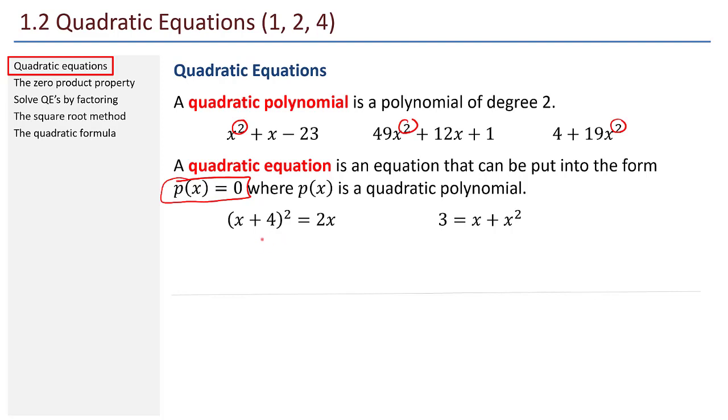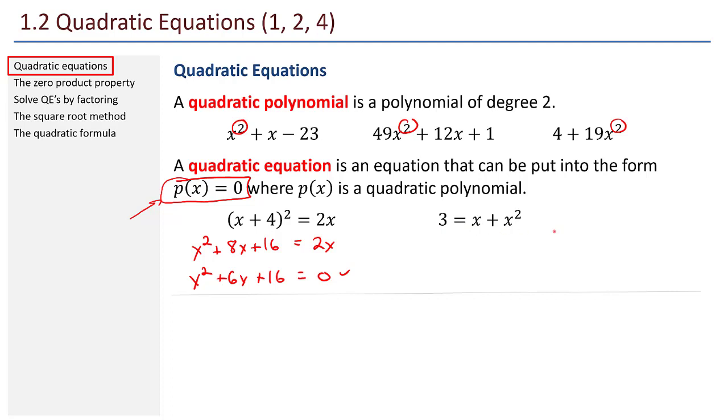So, for example, take a look at the one on the left. x plus 4 squared equals 2x. Can I put that into the form p of x equals 0, where p of x is a quadratic polynomial? All right, let's try. I'll expand this square. I get x squared plus 8x plus 16 equals 2x. Subtract 2x from both sides. I get x squared plus 6x plus 16 equals 0. And there it is.